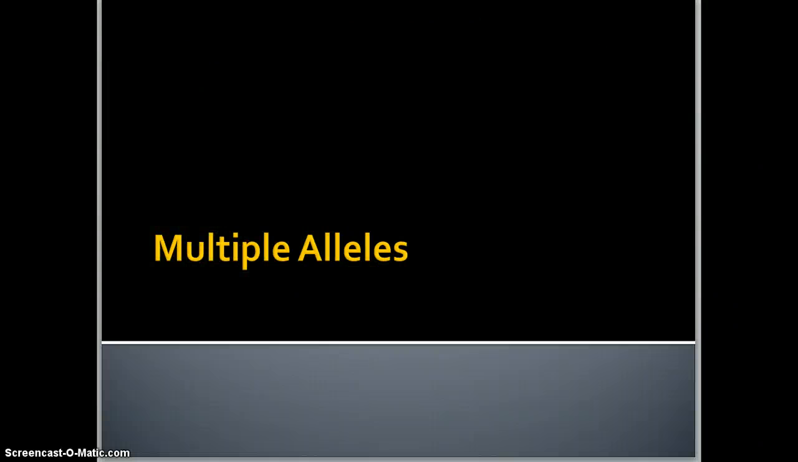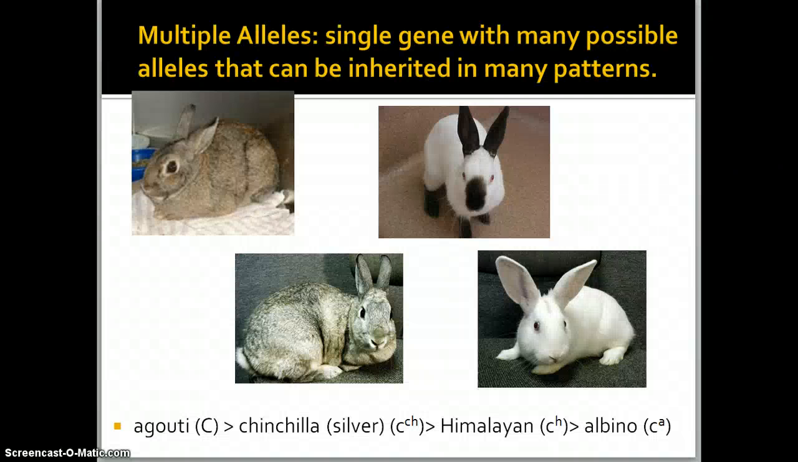Sometimes you can have multiple alleles. Usually with codominant individuals, there's a way to have multiple alleles. This example right here shows that single genes can have many possibilities of alleles that can be inherited in many patterns. So in this example, there are Agouti, Chinchilla, which is like the silver color, Himalayan, and Albino. Agouti is the dominant, and then these others, because you can see the lowercase c with the different variations, are a couple of different recessive alleles that can form all these different types of rabbits.